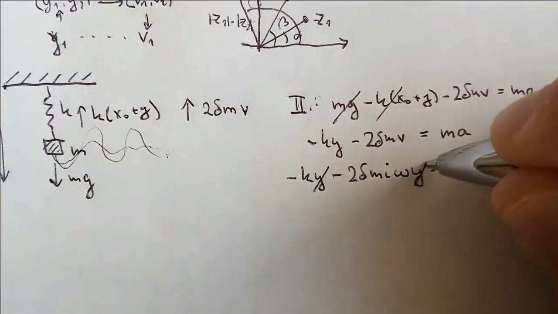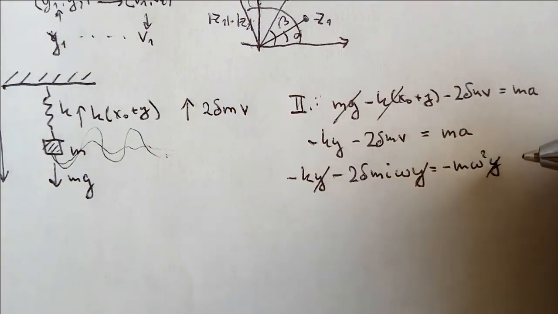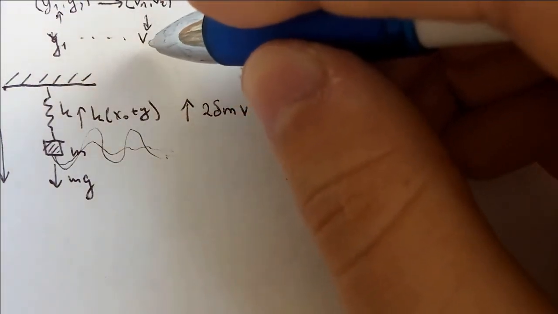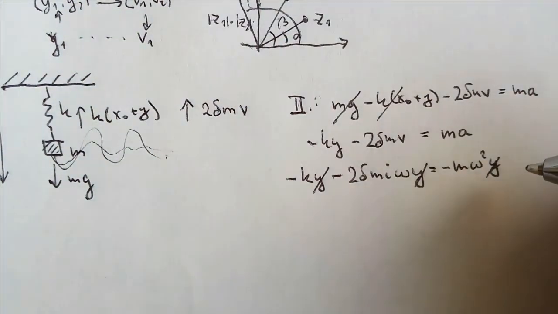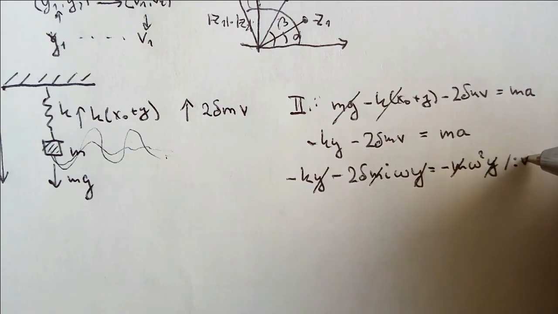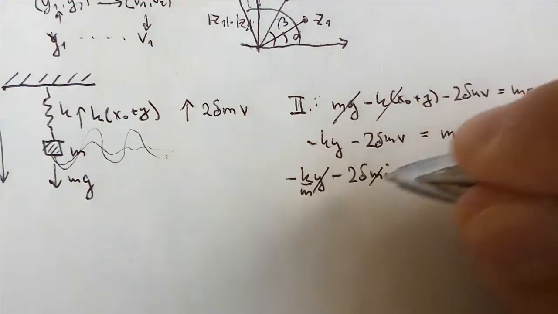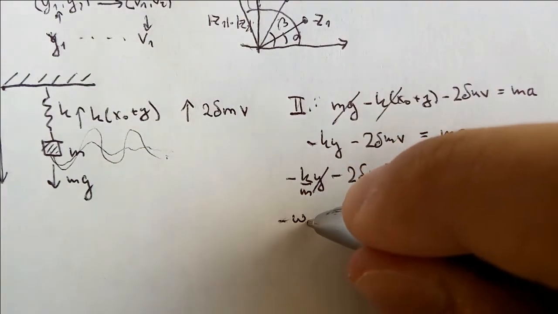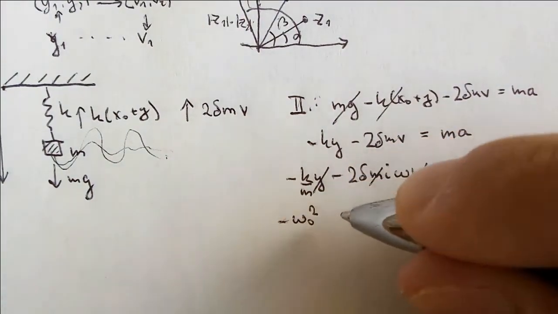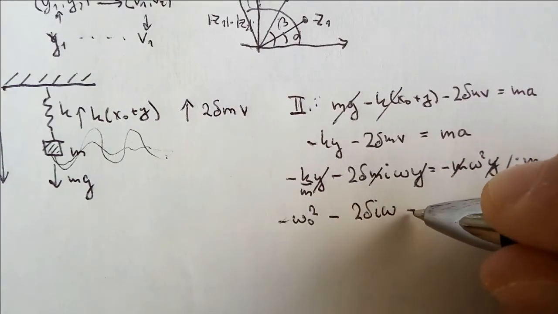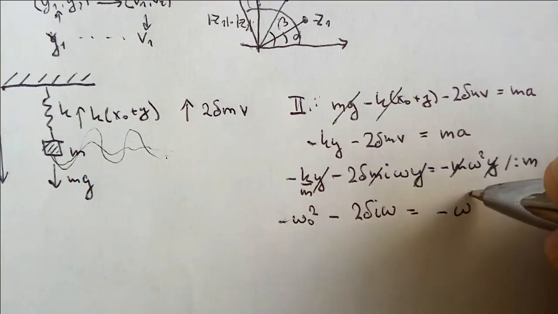This will cancel out, so there is no need for coming back to the real problem. Now I will cancel m. I will divide by m, so this should cancel, and there is a mass over there which I can write as omega 0 squared minus 2 delta i omega is equal to minus omega squared.